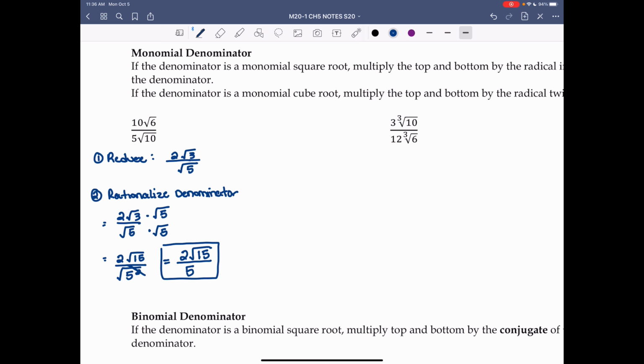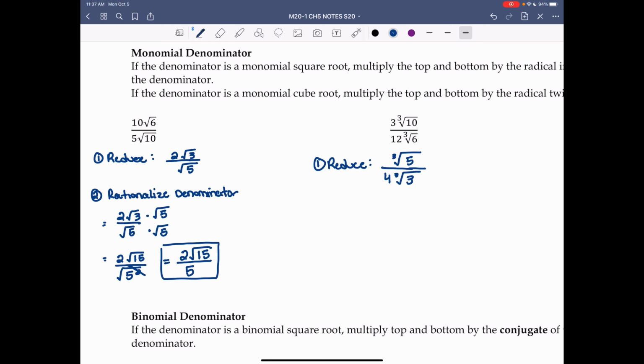Next one, 3 cube root 10 over 12 cube root 6. Step 1, reduce. Coefficients of 3 and 12, we can divide each of them by 3. We get 1 over 4. Cube root of 10 and cube root of 6, we can divide both of those by 2. We get cube root of 5 and cube root of 3. We don't really need this 1 coefficient on the top anymore. We can get rid of that.